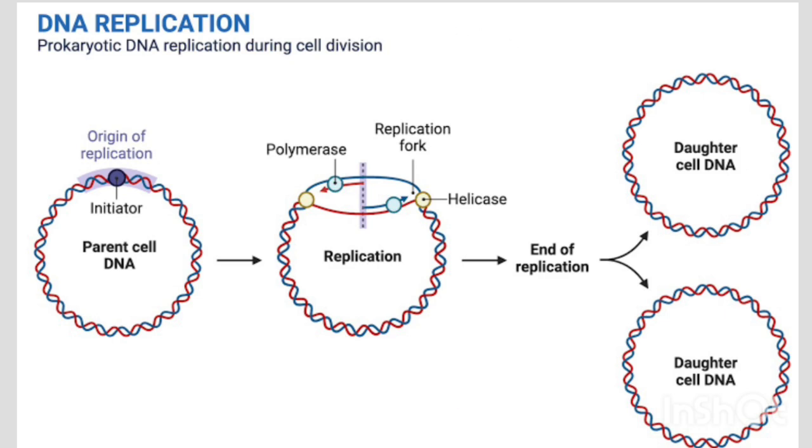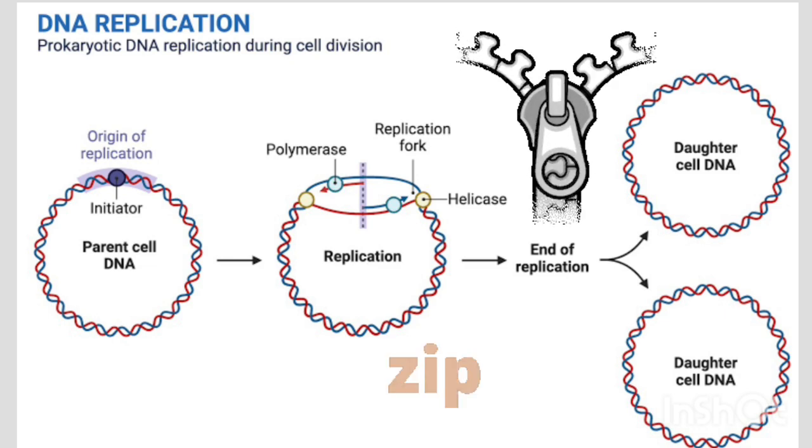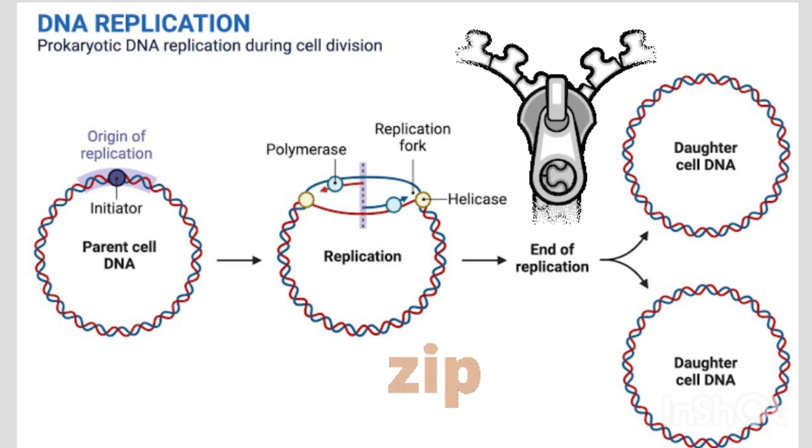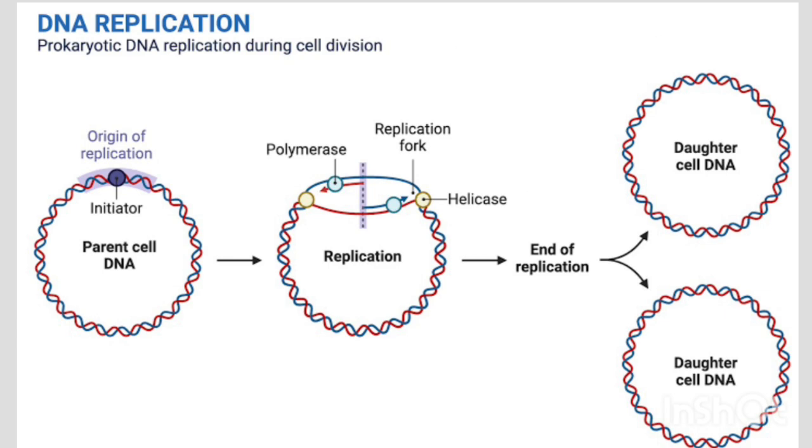The bond that holds the 2 strands together is called the hydrogen bond. What this helicase does is like an unzipper. It will unzip that bond that holds the 2 strands of DNA together. As it does, like every spring, if you try to separate 2 springs, they will look for how to come back together.